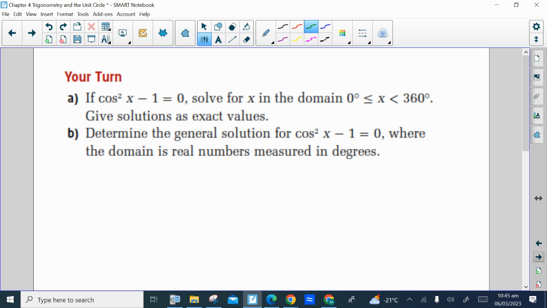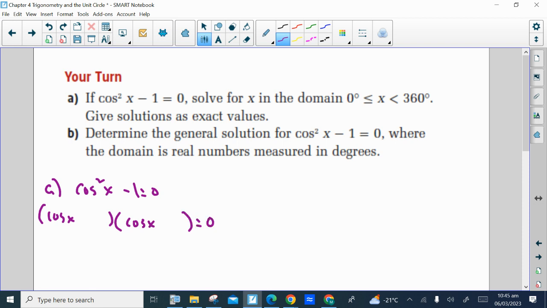Cos squared x minus 1 equals 0. Solve for x between 0 and 360 degrees. So again, we're going to be in degrees for this one. I think we saw one like this earlier, and we did it by getting the cosine of x by itself, adding 1, taking the square root of both sides. You could also do this by factoring this as a difference of squares. You would get the same answers.